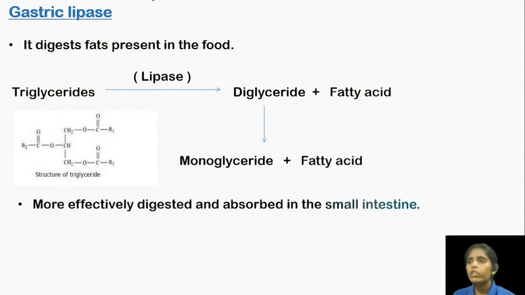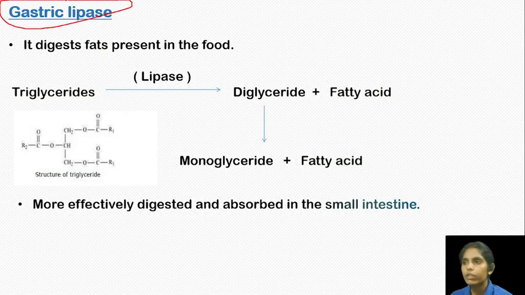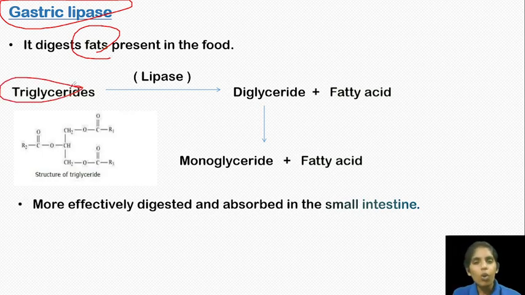Now the next enzyme is the gastric lipase. It is secreted by the chief cells of the stomach. So it is a lipid digesting enzyme or fat digesting enzyme. You know that the fats or the lipids are present in the form of triglycerides. Triglyceride means it contains three fatty acids attached to a single glycerol moiety. So to this glycerol moiety, three fatty acid chains are attached. Lipids occur in the form of triglycerides.